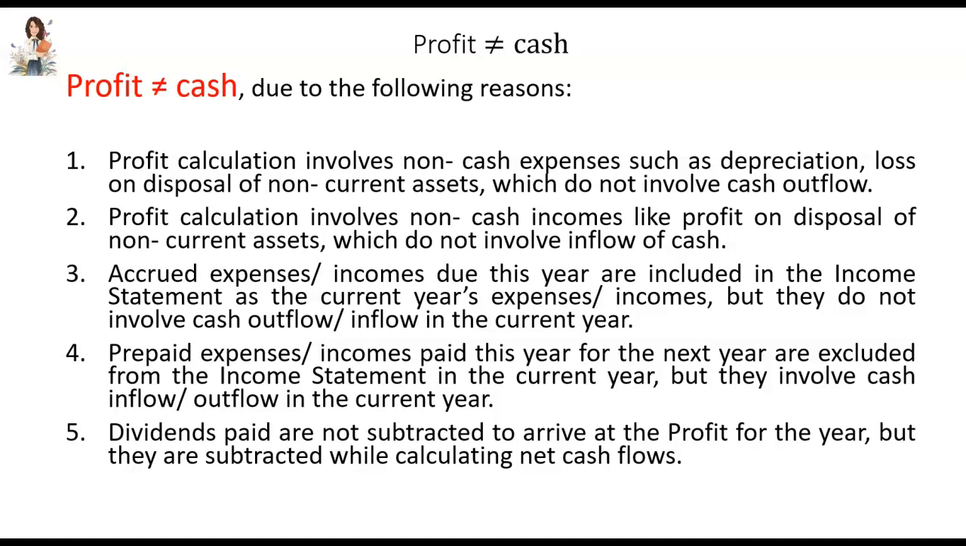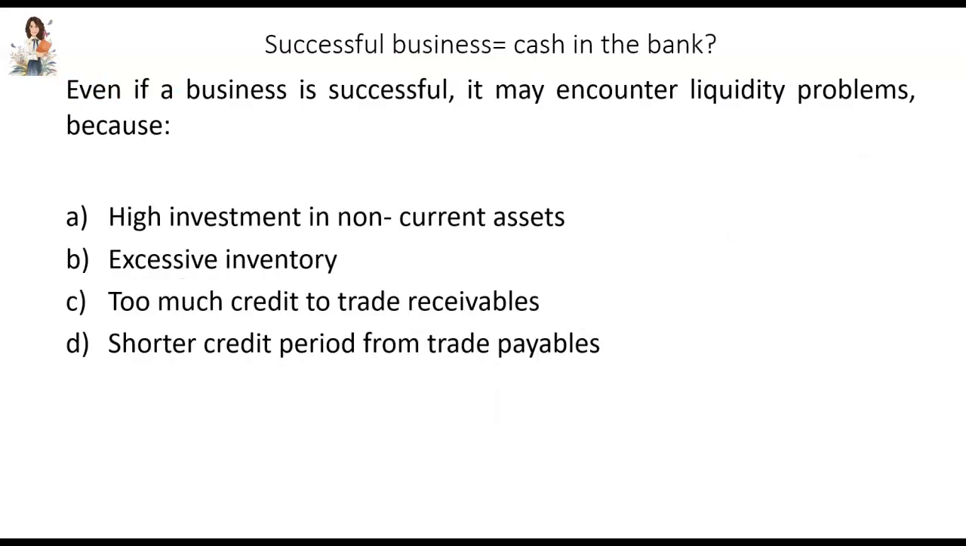Similarly, accrued expenses and incomes due this year are included in the income statement as the current year's expenses and incomes, but they do not involve any cash outflow or inflow in the current year. Prepaid expenses and incomes paid this year for the next year will not be shown in this year's income statement, but they do involve cash inflow or outflow in the current year. Dividends paid are not subtracted to arrive at the profit for the year, but they will be subtracted while calculating net cash flows.